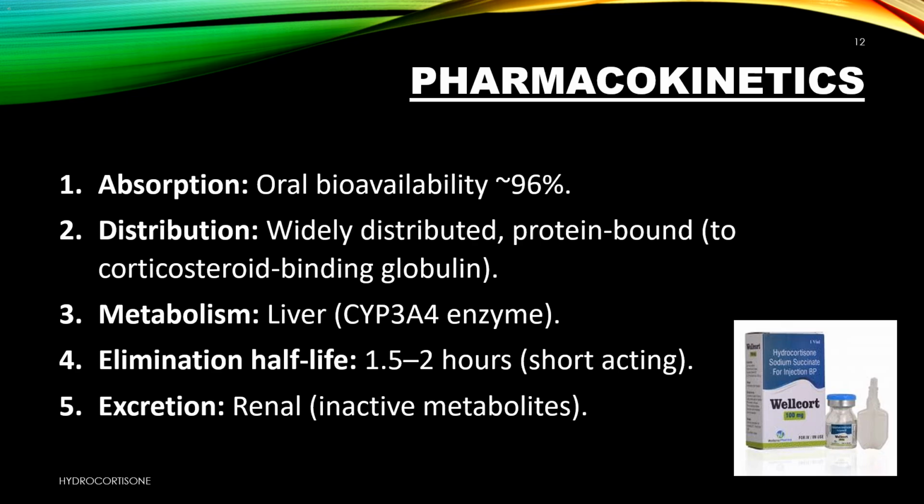into inactive metabolites. 4. Elimination half-life. Hydrocortisone has a short elimination half-life of 1.5–2 hours, which means it is rapidly cleared from the body. 5. Excretion. Hydrocortisone is excreted in the urine as inactive metabolites, which are removed from the body through renal elimination.